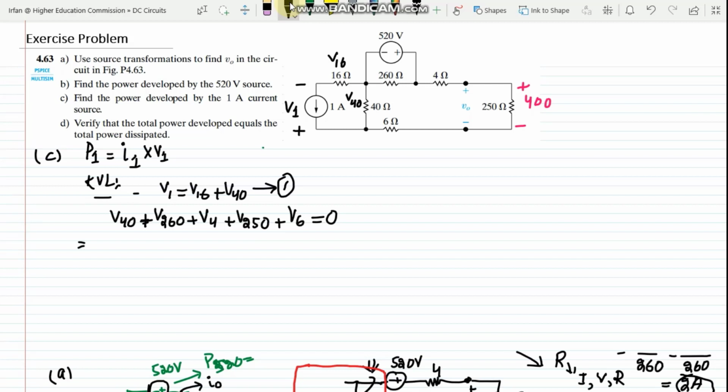So in order to find the value of V40, it will be minus V260 plus V4 plus V250 plus V6. Do I know the value of V250? Yes, I know the value of 250, which is 400. Do I know the value of V4?